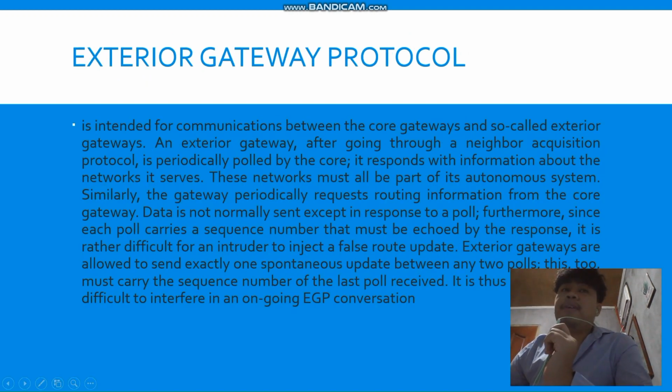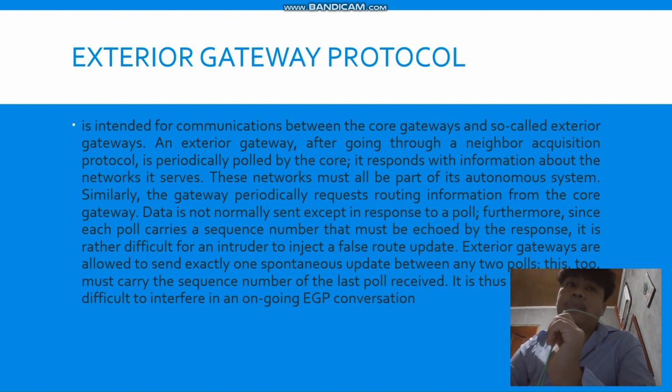Exterior Gateway Protocol is intended for communication between the core gateways and so-called exterior gateways. An exterior gateway, after going through a neighbor acquisition protocol, is periodically polled by the core. It responds with information about the networks it serves. These networks must all be part of its autonomous system. Similarly, the gateway periodically requests routing information from the core gateway. Data is not normally sent except in response to a poll.